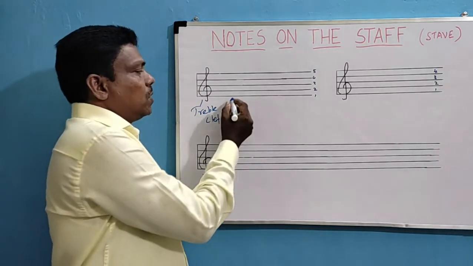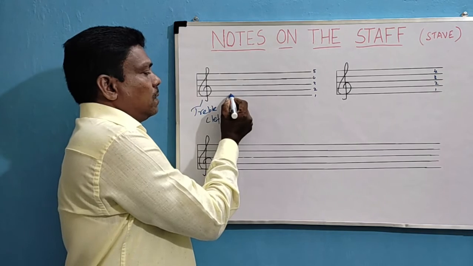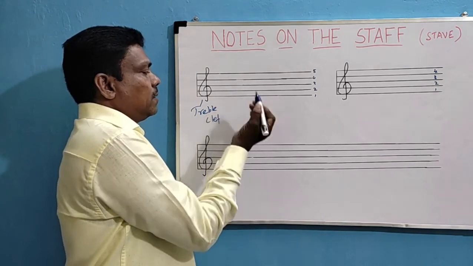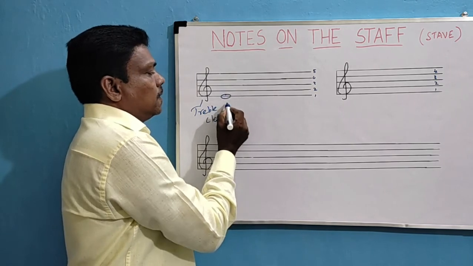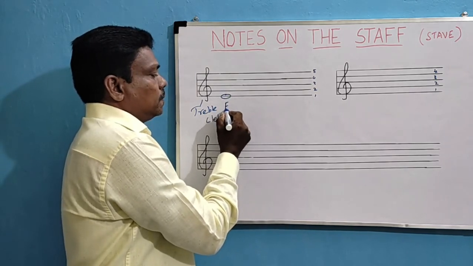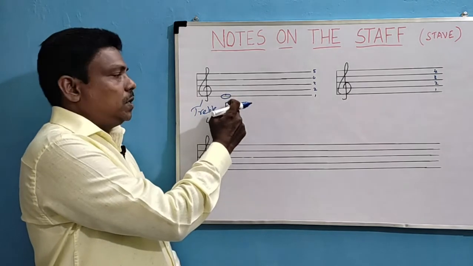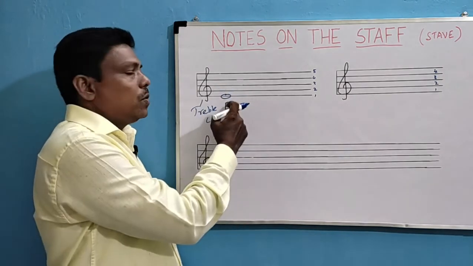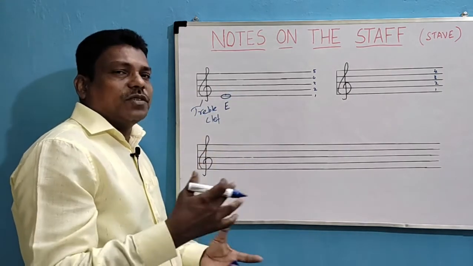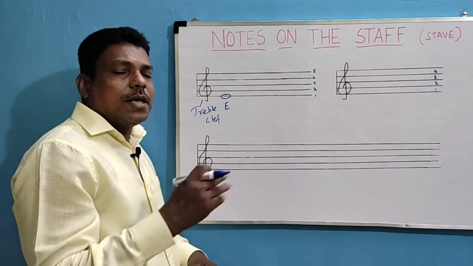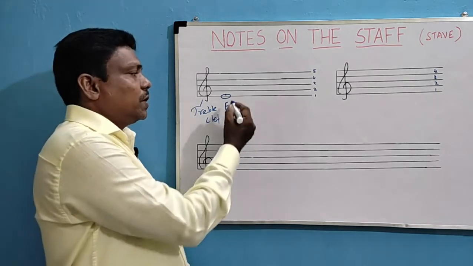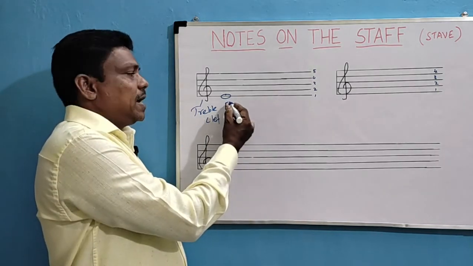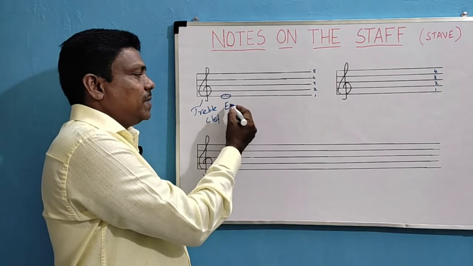If you write a note on this treble clef, on the first line, it is E. This is a note head. What I wrote is a note head. We have different types of note heads with different symbols that we'll cover separately in a different class. So if you write a note on the first line, that note name is E.